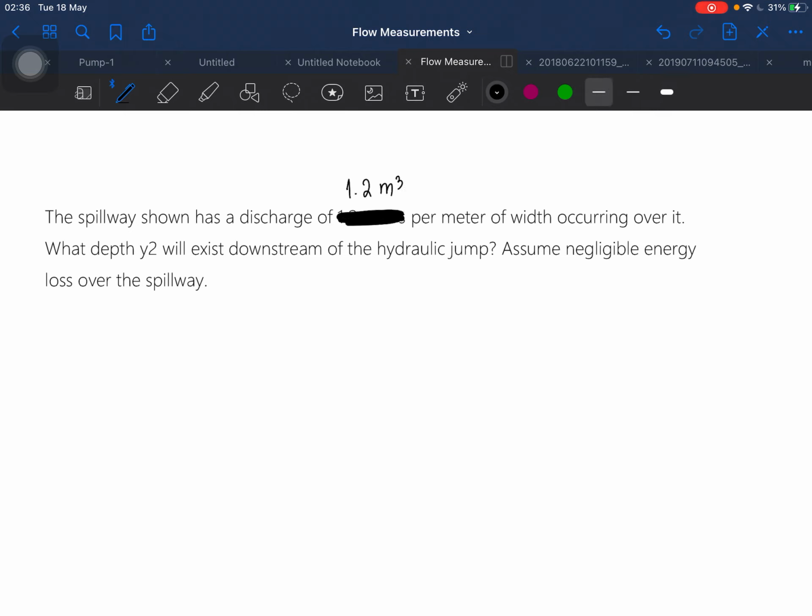Cubic meter per second per meter of width occurring over it. So what depth? y2 actually is not y squared, it's y2, meaning the depth that will exist downstream of the hydraulic jump. Assume negligible energy lost over the spillway. You know what the spillway is like, right?